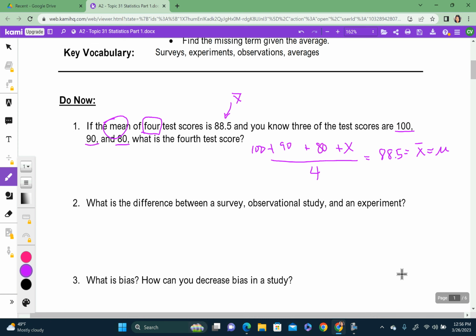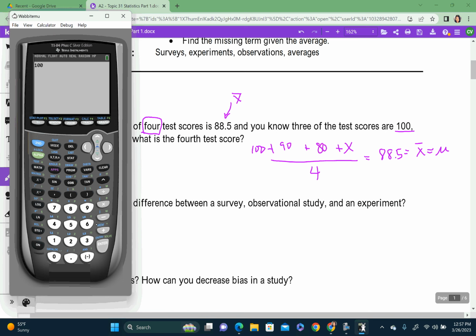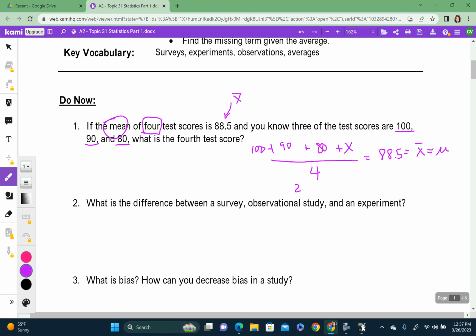Okay. So now how do we solve this? We just do a little bit of calculation, some algebra one. So I'm going to take my calculator and add these three numbers that were given together. So 100 plus 90 plus 80 gives us 270. So we have 270 plus X divided by 4 gives me 88.5. All right. If there's no number on the bottom, there's an imaginary 1. And this reminds me that when I have two fractions with the equal sign in between, I can cross multiply them. So this times this.